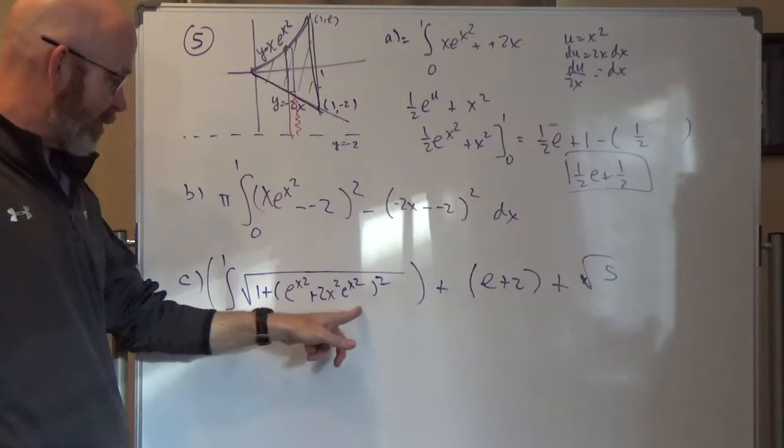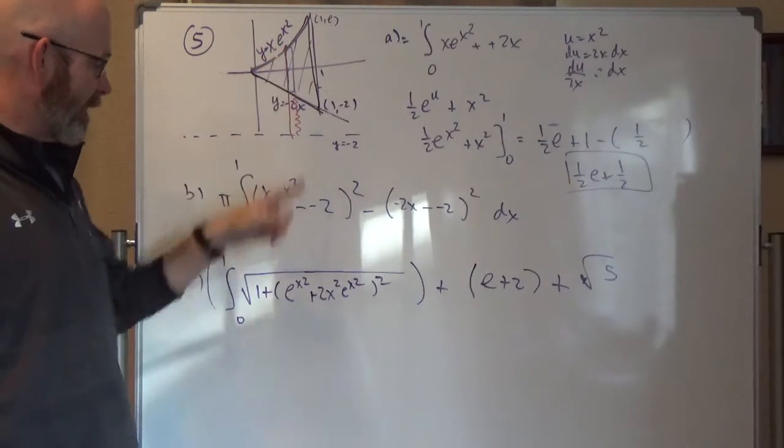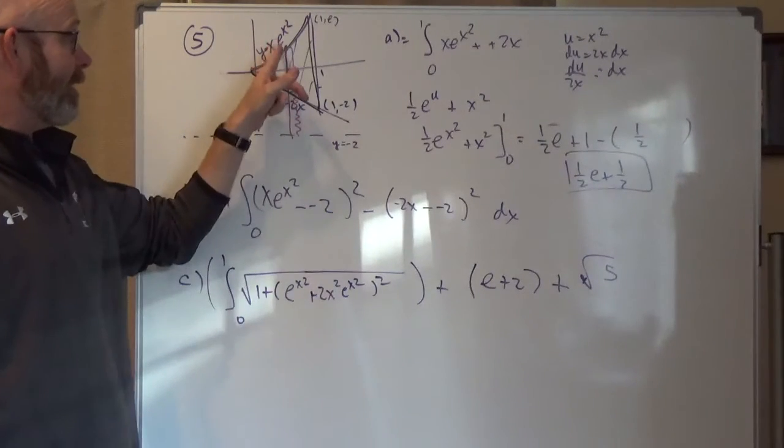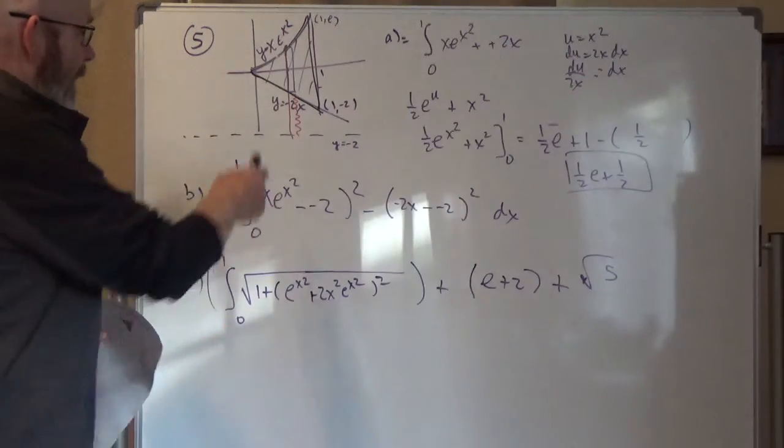1 plus, this is the derivative of my original function, derivative of the first, which is 1, times the second, plus the derivative of the second, e to the x squared times 2x, times the first. So that's the arc length of that. And now I just need that and that.